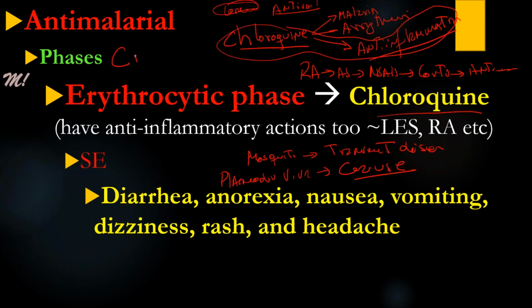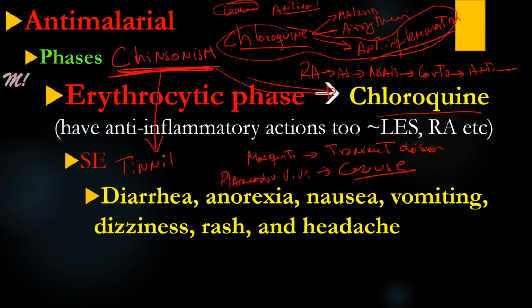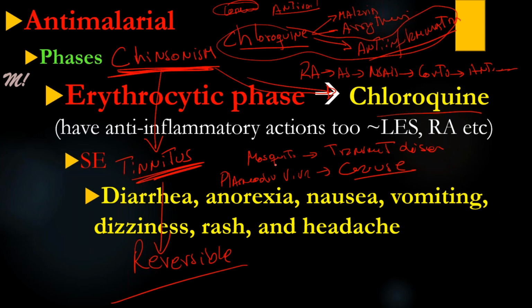Cinchonism. That is the toxicity of the chloroquine. Cinchonism is the toxicity levels of chloroquine. And what are these? Cinchonism is going to produce tinnitus, the ringing of the ear. This tinnitus is reversible. So once you stop the medication, you're going to just return to normal. Chloroquine is going to work inside the red blood cell. So that's why it's called that. It's going to act in the erythrocytic phase, where it's going to be inside the red blood cell.